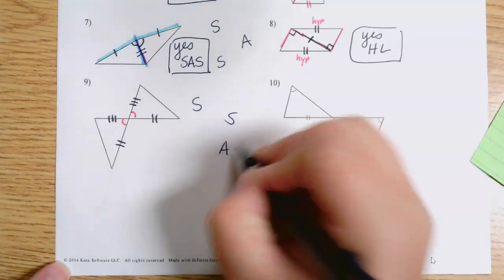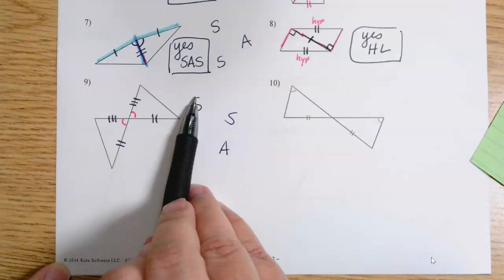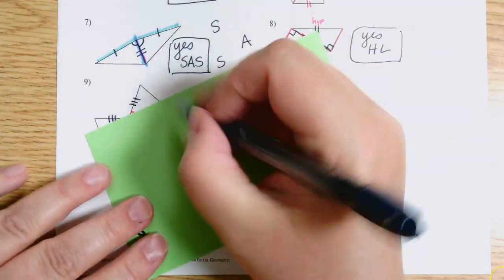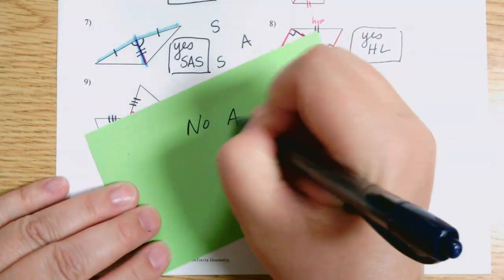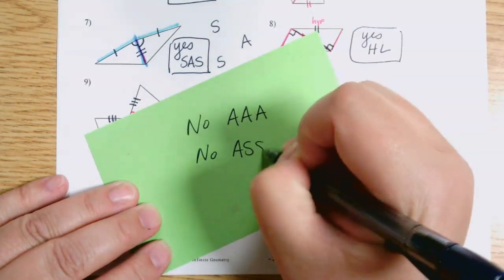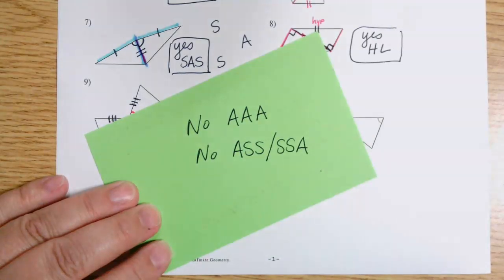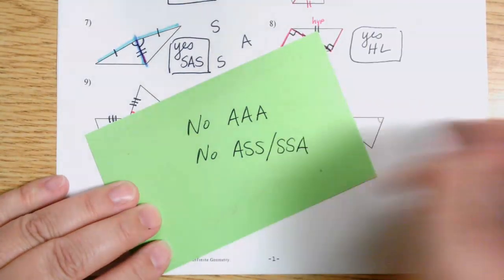So I have 2 S's and an A. Remember, there's no ASS in geometry. There's no ASS, there's no AAA, and there is also no ASS, which would be the same even if you turned it around to make it a nicer word. Okay? Neither of those works.